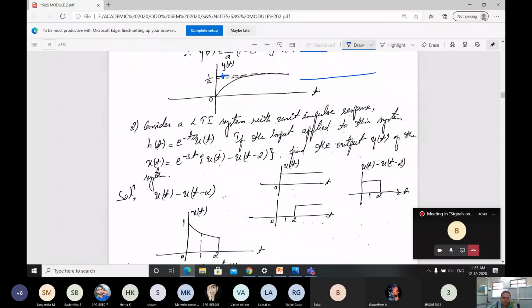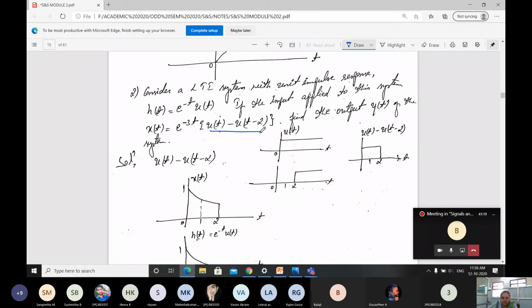And the next problem is: consider an LTI system with the unit impulse response h of t equal to e raised to minus t u of t. If the input applied to this system, that is x of t, is e raised to minus 3t into u of t minus u of t minus 2, find the output y of t of the system.